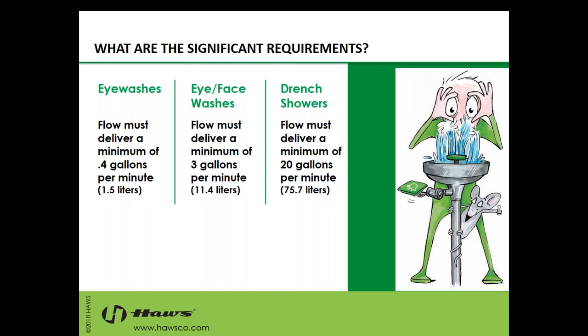And then a combination, obviously, an eye face wash and a drench shower would be 23 gallons. An eyewash and a drench shower would be 20.4 gallons per minute. And that needs to run for 15 minutes, which means about 345 gallons that's going to go into your facility. And ANSI does not take into consideration drainage in your facility. So make sure that you're thinking about drainage in your facility when you put this type of equipment in.